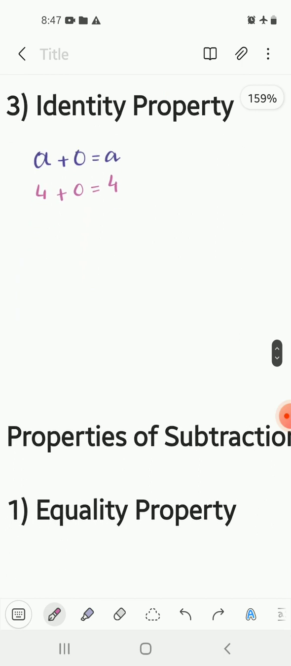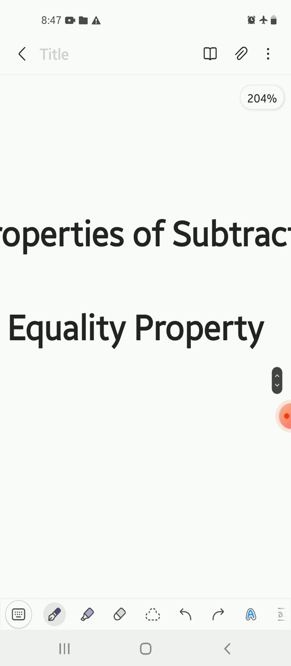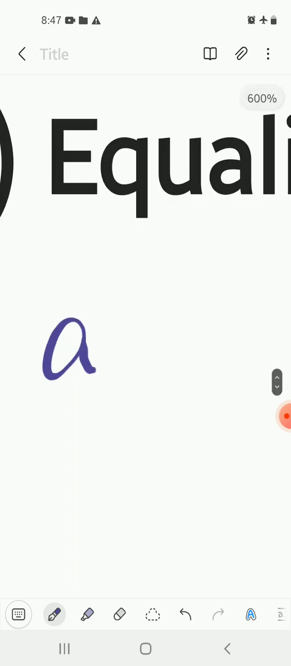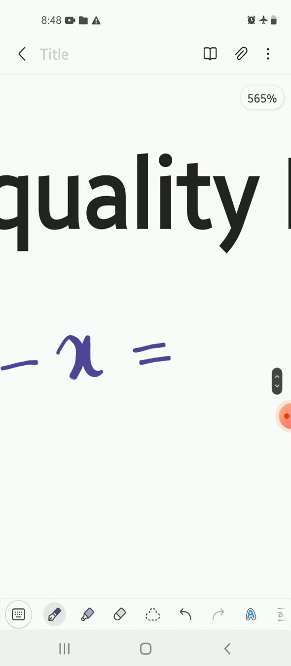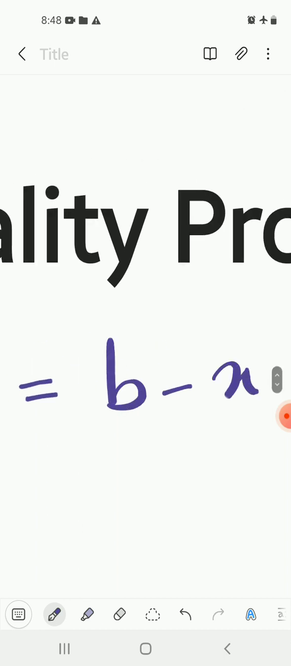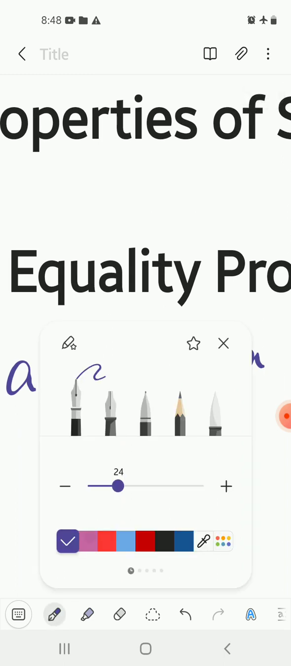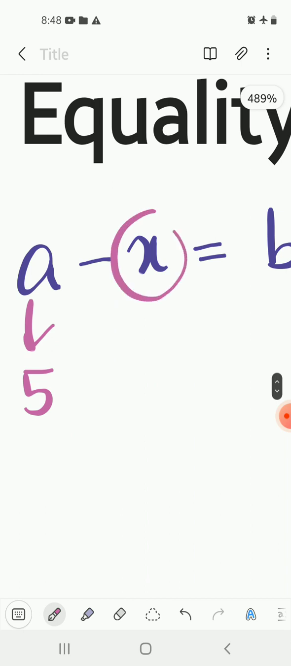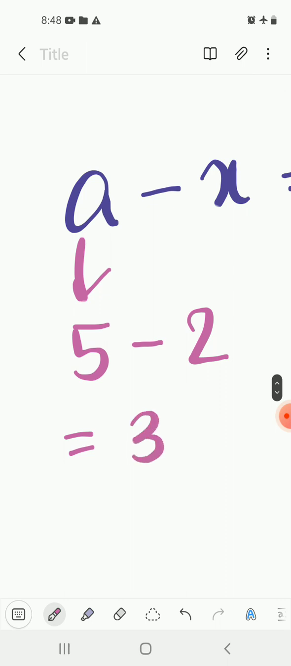Now we will move to the properties of subtraction. The first property is equality property, which means if you subtract a constant number, then the answer remains the same. For an example, if you subtract a constant number like x from this side and you subtract the same x from the other side, the answer that we get is equally less. Let's take an example. For an example, we take the value of a as 5 and the value of x as 2. So if we are subtracting it by 2, the answer that we get is 3.